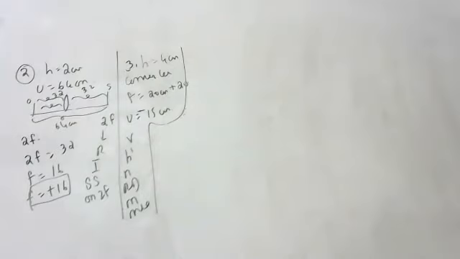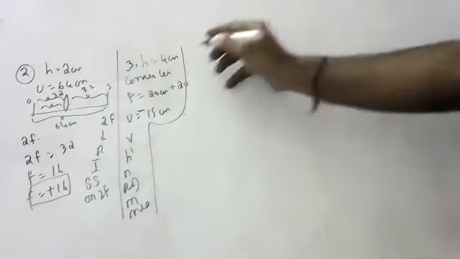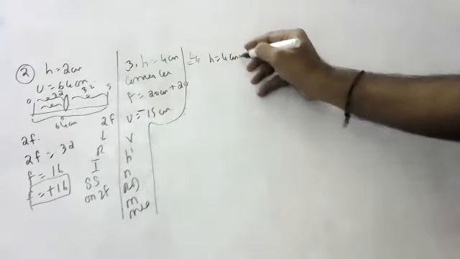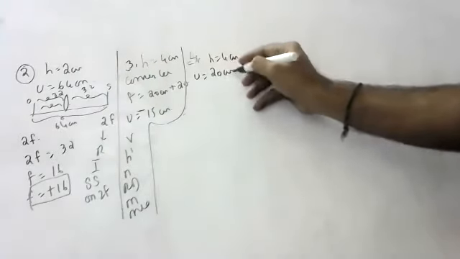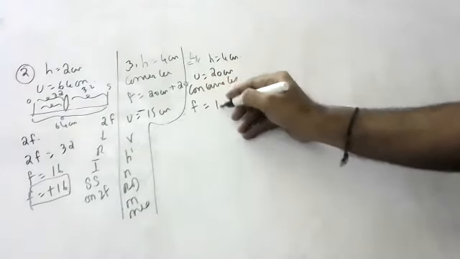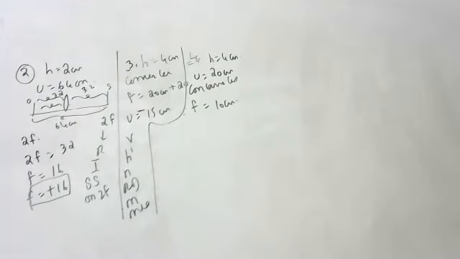Okay, so the question is like this, children. An object of size 4 centimeters is placed at a distance of 20 centimeters from a concave lens of focal length 10 centimeters. Everything you should do, children.